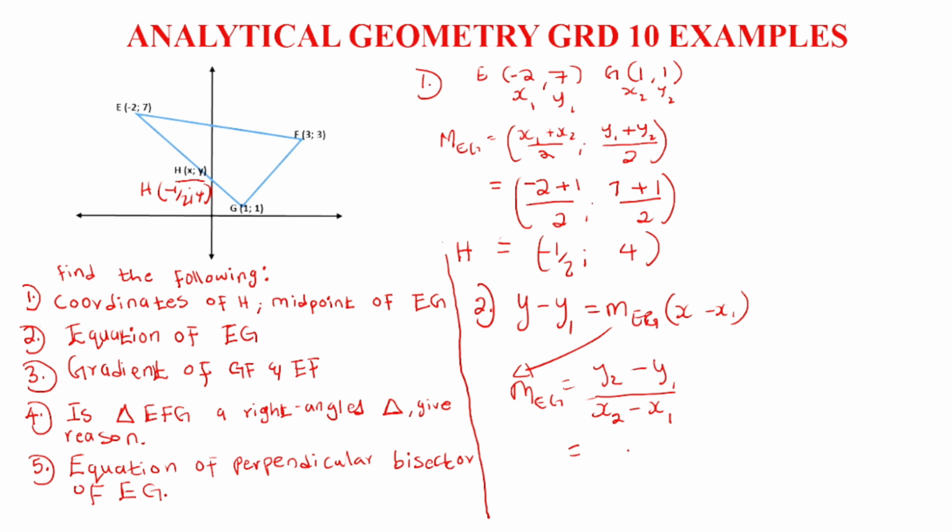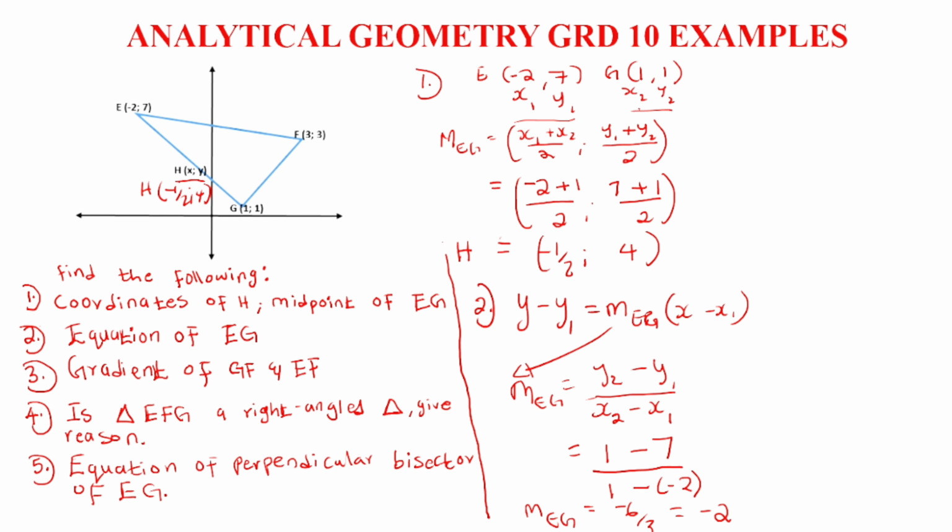Great stuff. Now let's substitute this into our equation. We already have x1, y1 of EG, which we marked at the top here. So y2 is going to be 1 minus 7, all over x2, which is 1 minus minus 2. Therefore, if you punch this in your calculator, you should end up with minus 6 over 3, which gives us minus 2. So the gradient is minus 2.